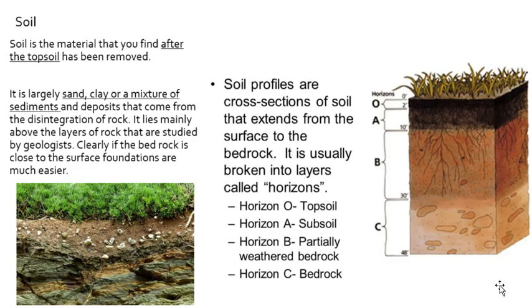Soil is the material that you find after topsoil has been removed. Topsoil is the organic soil at the very top of the earth. And here we see a nice cross-section. Horizontal layer O at the top here represents the topsoil that has the plant growth. Below it we see subsoil.